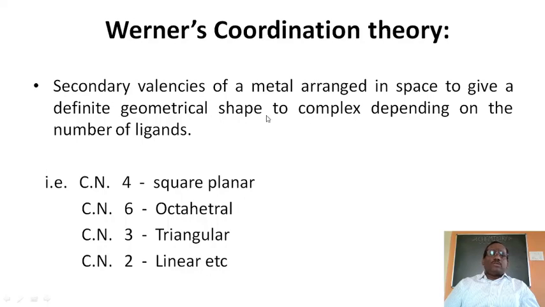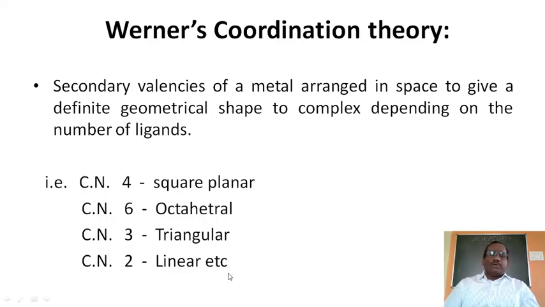In the fourth postulate, the secondary valencies of a metal are arranged in space to give a definite geometrical shape to the complex, depending on the number of ligands. This is also important. The arrangement of the ligands around the central metal atom depends on the coordination number. The secondary valencies, however many there are, are distributed in space around the central metal atom, and that gives the shape of the complex depending on the coordination number.